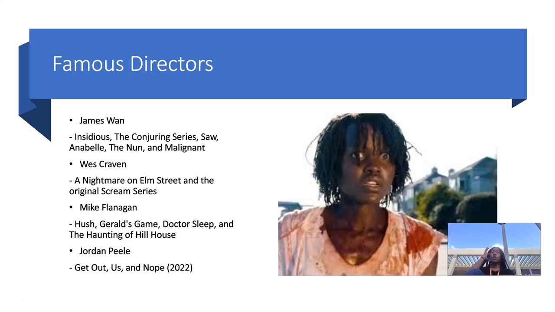Famous directors of the horror movie genre are James Wan, who has created Insidious, the Conjuring series, Saw, Annabelle, The Nun, and Malignant; Wes Craven, who has directed A Nightmare on Elm Street and the original Scream series; Mike Flanagan, who has directed Hush, Gerald's Game, Doctor Sleep, and The Haunting of Hill House; and Jordan Peele, who has directed Get Out, Us, and his upcoming movie Nope, coming out in 2022. And that's it.